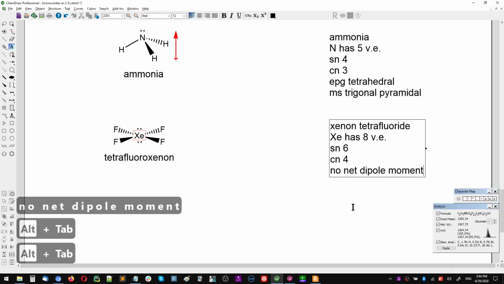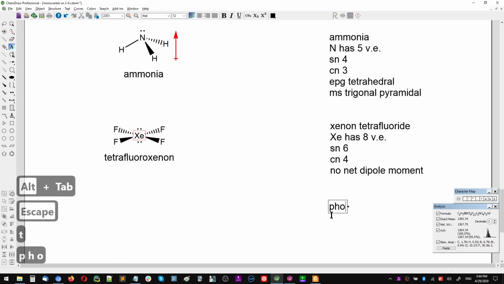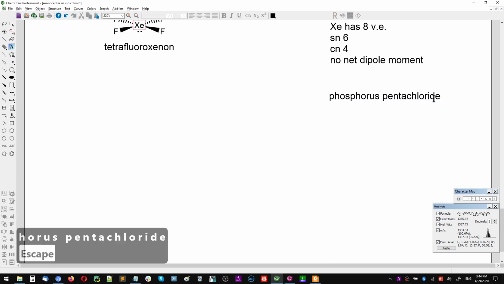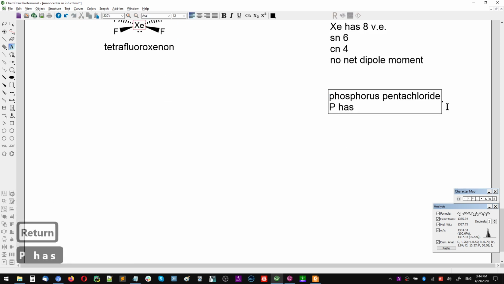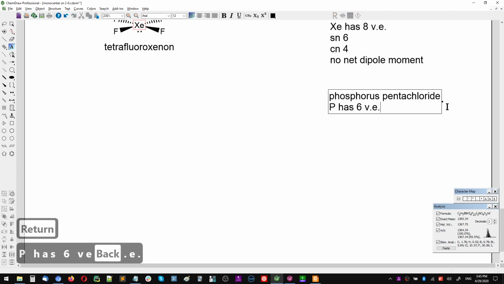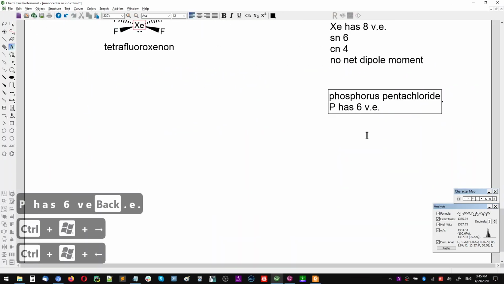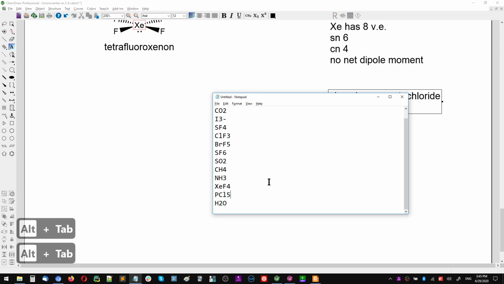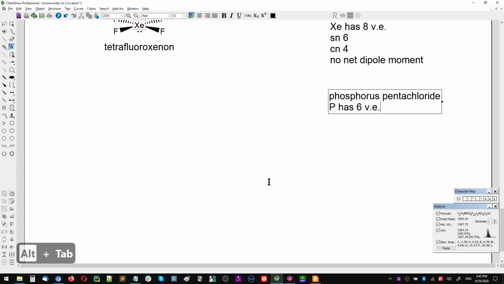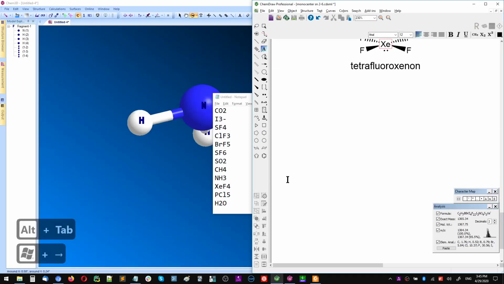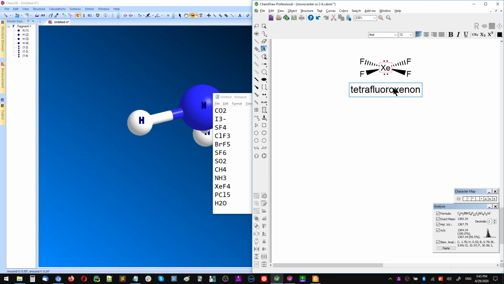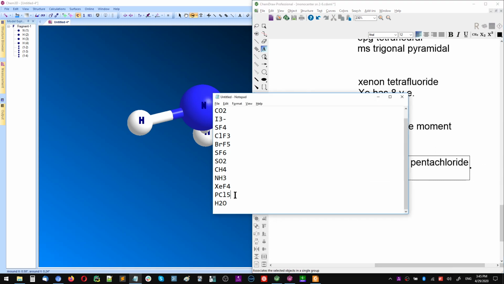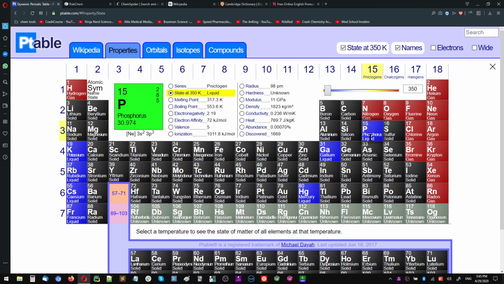Okay, phosphorus pentachloride. Go ahead and pause and do it yourself. Phosphorus. Phosphorus has 6 valence electrons. And I will test. Yes, 5. Oh, what? Phosphorus has 6 and... Oh my god. Okay, 5 of them are... There's something strange here. Phosphorus has 5. Yeah, 5.